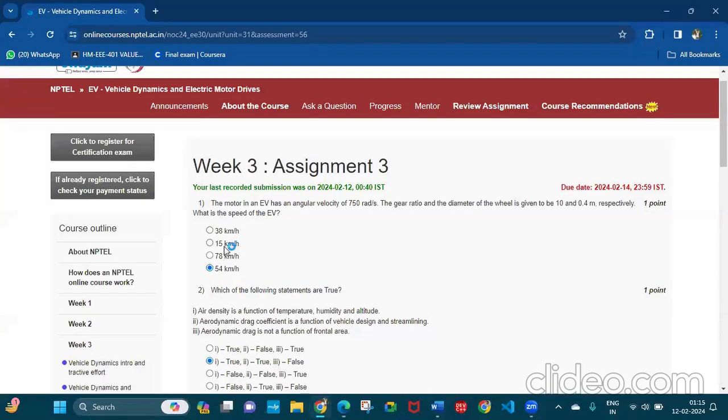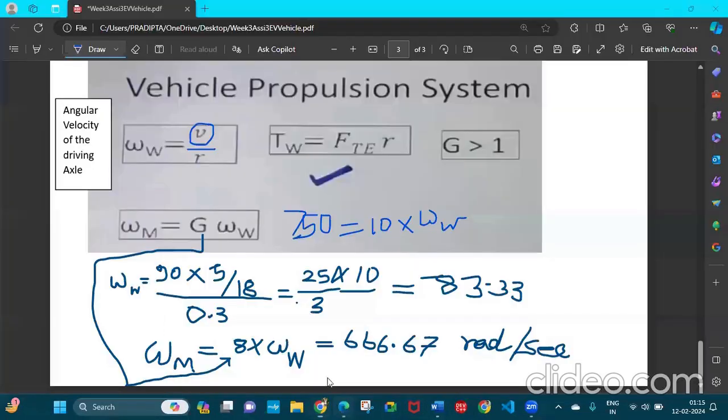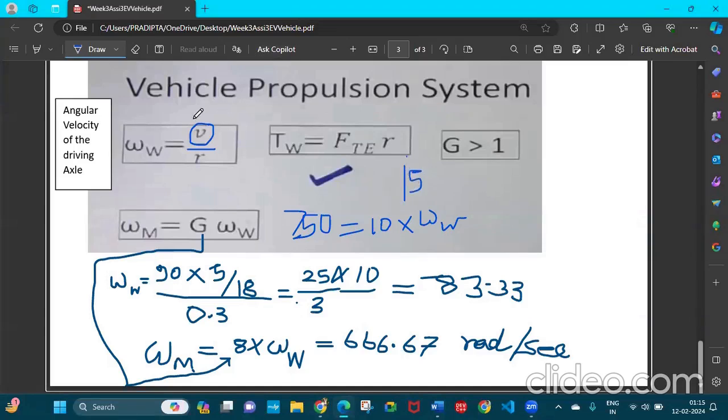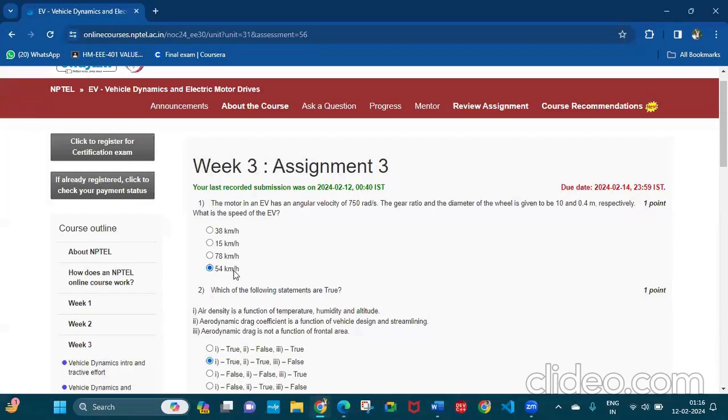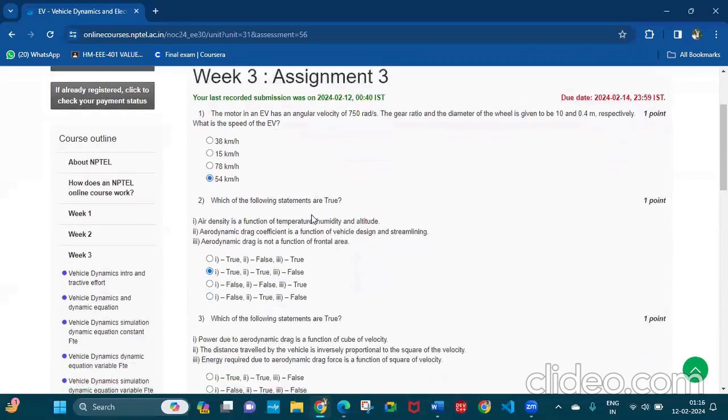Now suppose the v is 15 meter per second. We can convert this into kilometer per hour by a shortcut, that is multiply this by 18 by 5. So suppose 15 meter per second is the v, then we convert this into kilometer per hour by multiplying by 18 by 5. So our answer is 54 kilometer per hour.